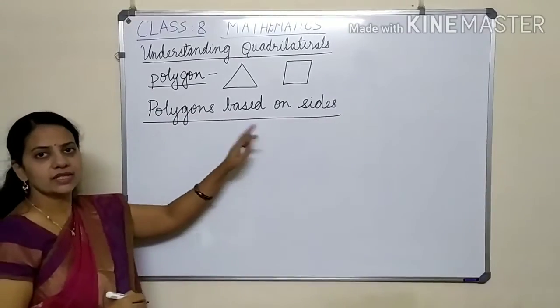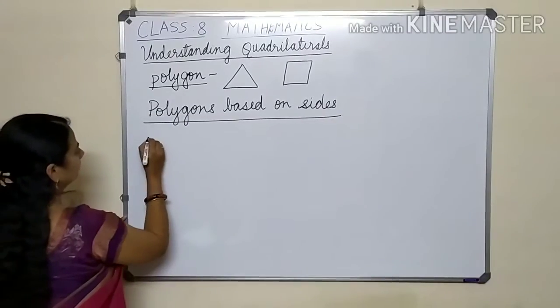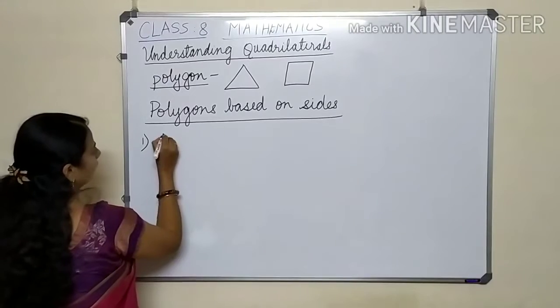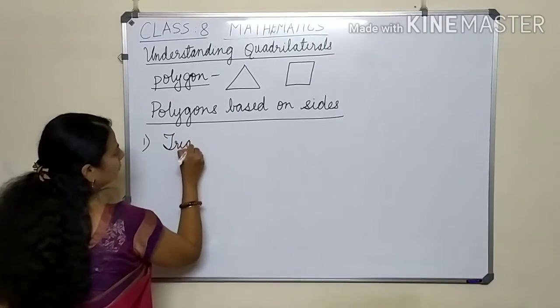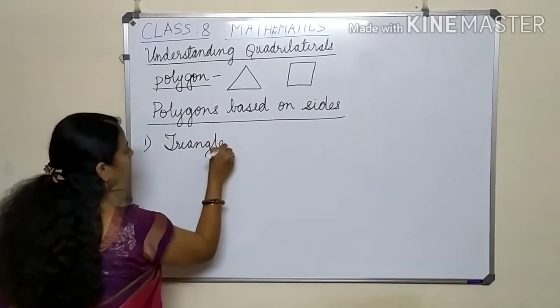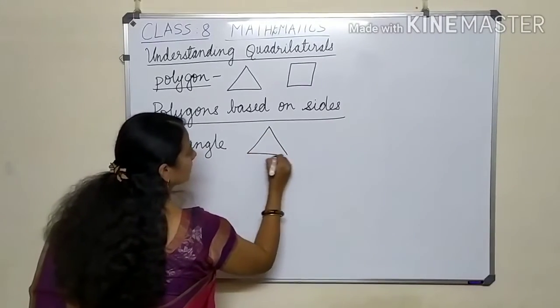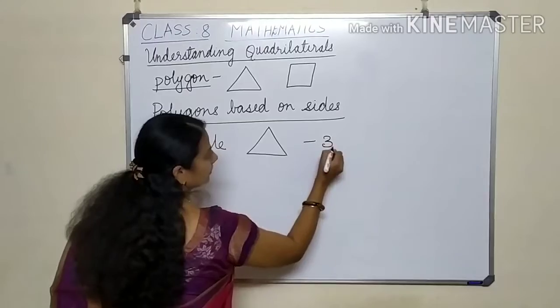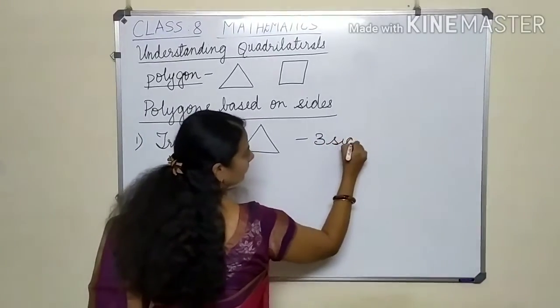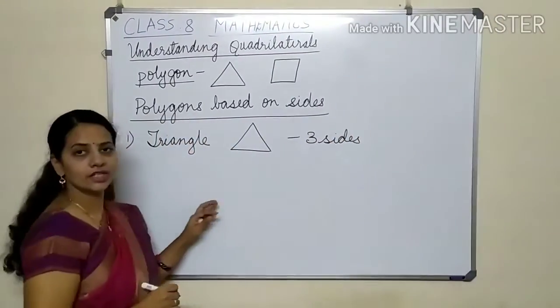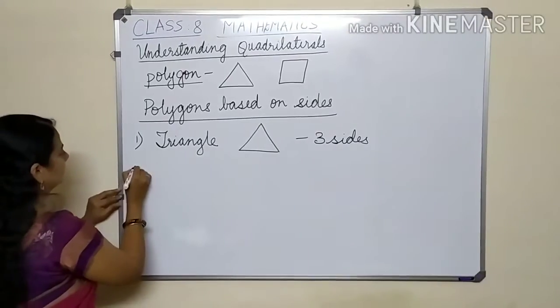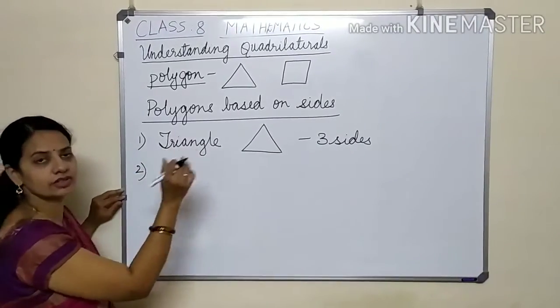So based on sides, you have first one, a triangle. Triangle is a polygon, right? How many sides does it have? It has 3 sides. Understood, children? Next, tri means 3.